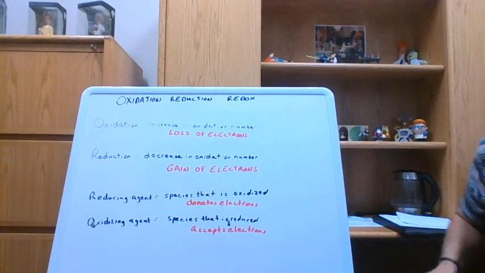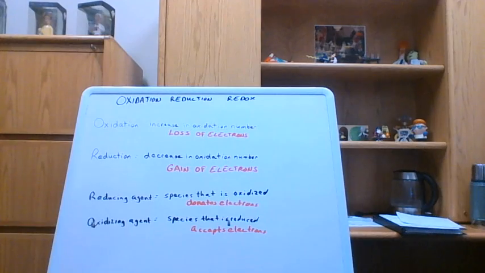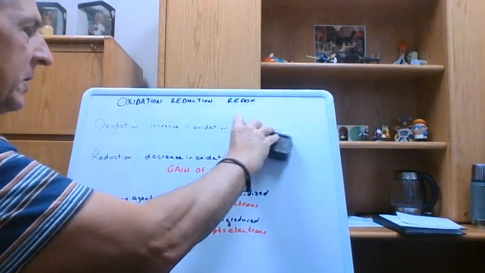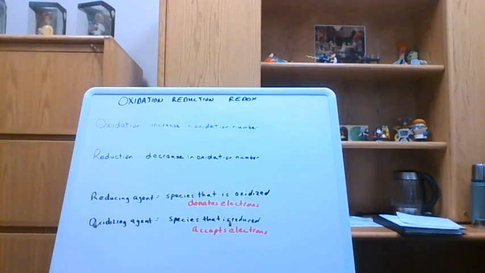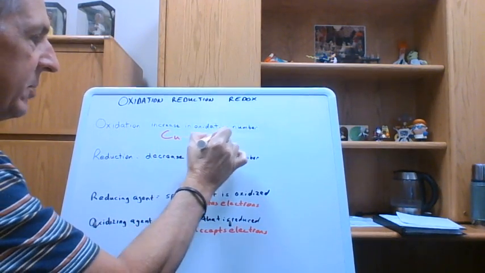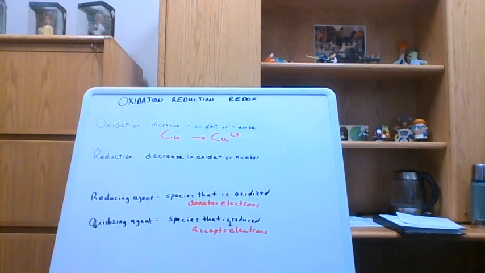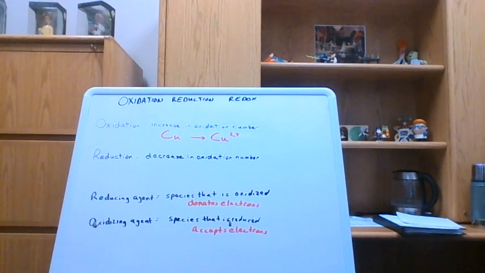But before we get into that too much further, let's look at what we're talking about when we talk about oxidation or reduction here. So if we had elemental copper and it became a copper cation, we know that it does that by losing electrons, right? If we lose electrons, we become more positive. So this would be an incidence of oxidation there.